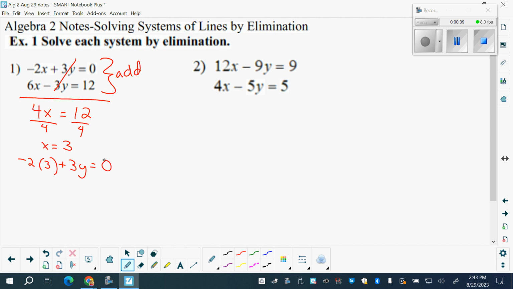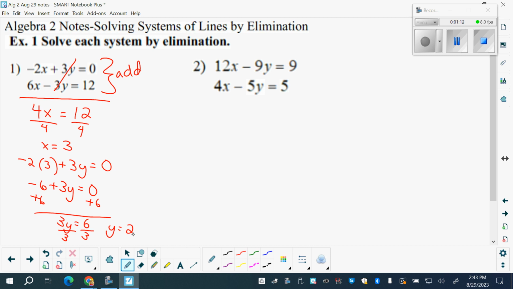And what do I get when I substitute the 3 for that x? What does that give us? It gives us a -6 plus 3y is 0. What would we do next to solve that? Add 6, because we want to get that 3y by itself. So we get 3y equals 6, and then divide by 3. And we get y equals 2.